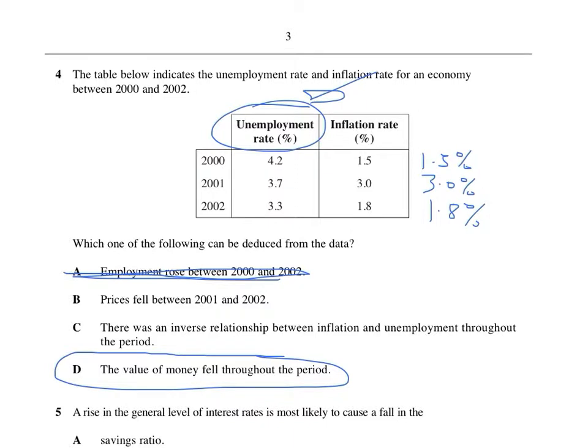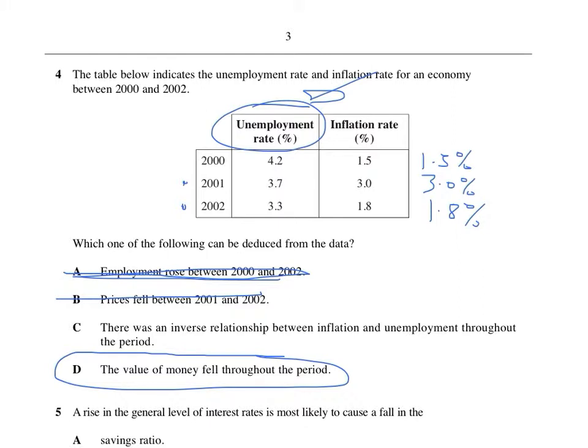Okay, B. Lots of people would have put B. Prices fell between 2001 and 2002. They didn't fall, they just went up at a slower rate. So that's wrong. Okay, C. There was an inverse relationship between inflation and unemployment throughout the period.